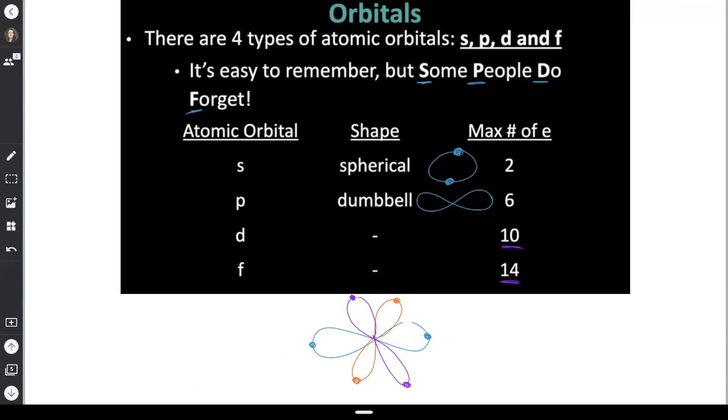All right, so s can hold 2, p can hold 6, d can hold 10, and f can hold 14. You need to know those numbers. Remember, it's easy to remember, but some people do forget. S, P, D, and F. All right?